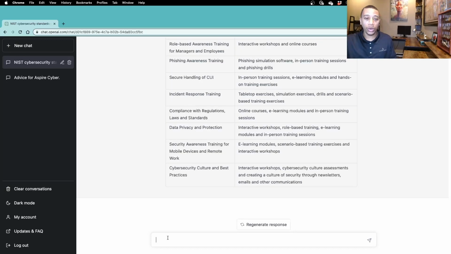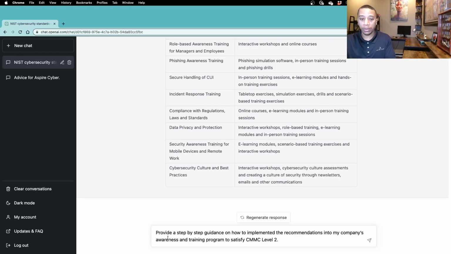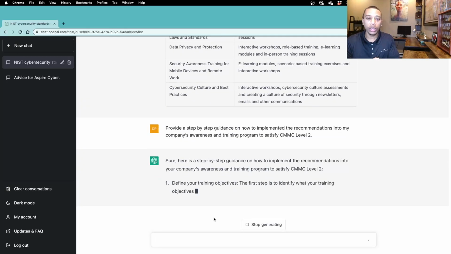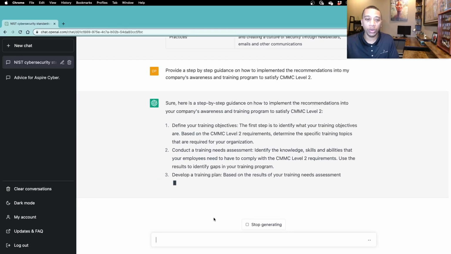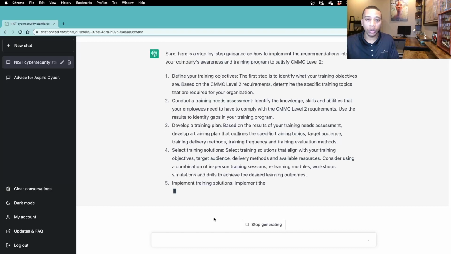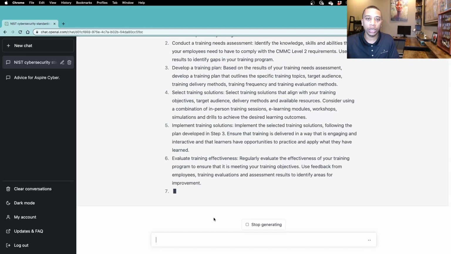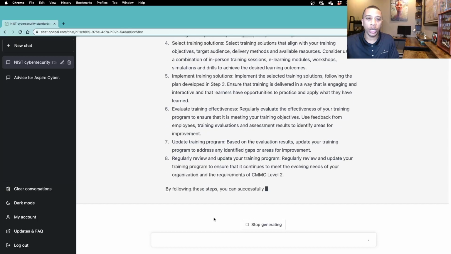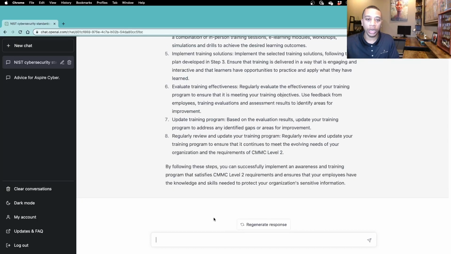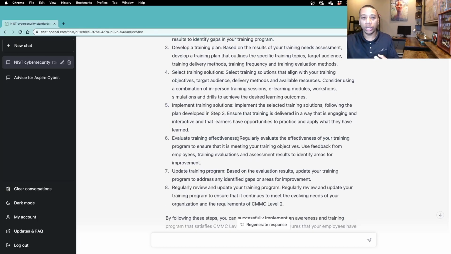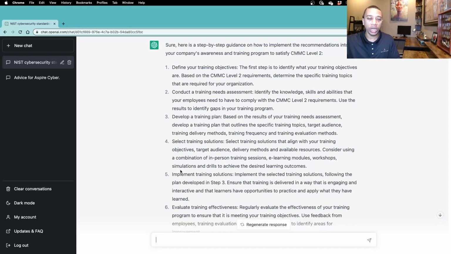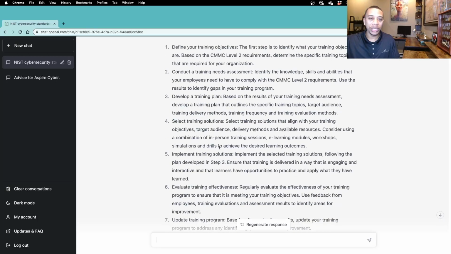Let's go a step further and see if ChatGPT can give us some step-by-step guidance on starting to implement this into our awareness and training program. So I'm asking for step-by-step guidance on how to implement the recommendations. Okay, saying first, we need to define our training objectives, conduct training needs assessments, select training solutions, update the training program, and regularly review and evaluate the effectiveness. So again, if we wanted additional information for any of these recommendations, I would just enter a new prompt requesting ChatGPT to elaborate on any of them.